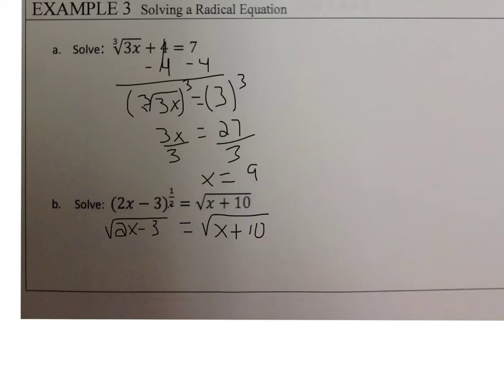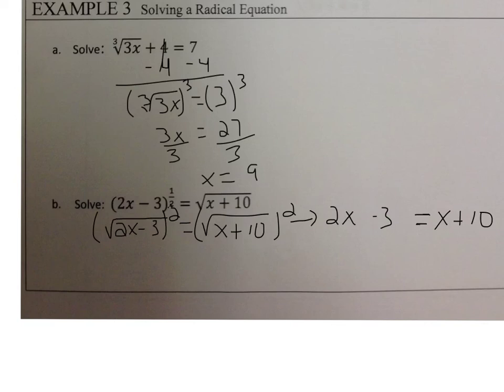Now I have a radical on either side. As long as they're separated, with a square root on each side, we can cancel out both square roots by just squaring each side. What we'd get is 2x minus 3 equals x plus 10. And we're going to solve for x.